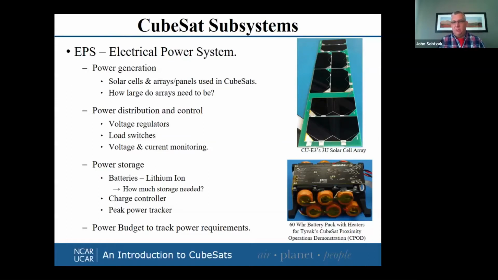The battery pack on the lower right is a 60 watt-hour battery pack from Tyvak. It's got 6 cells, and the black circuit board on the top probably contains the battery charger and the peak power tracker, and probably some monitoring circuit as well.